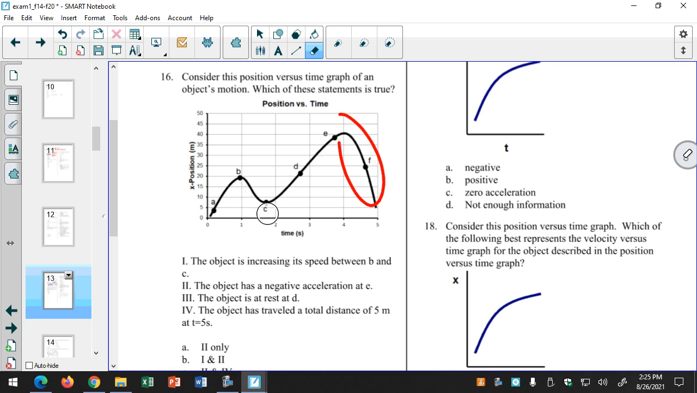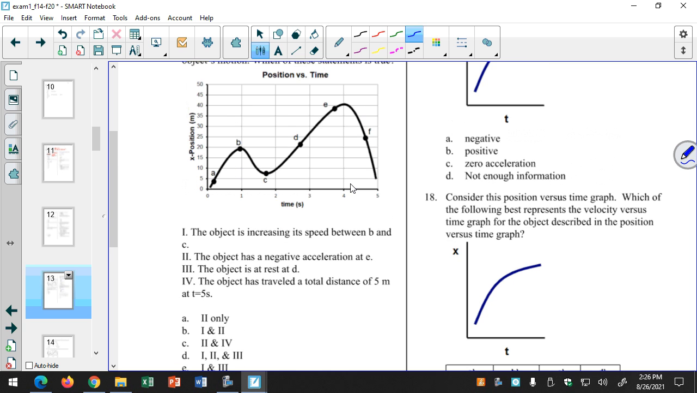I can also see where it's speeding up or slowing down. Let's take each of these statements, 1 through 4, and see which ones of them are true and which ones are false. So between points B and C, I want to know, is the object increasing its speed?